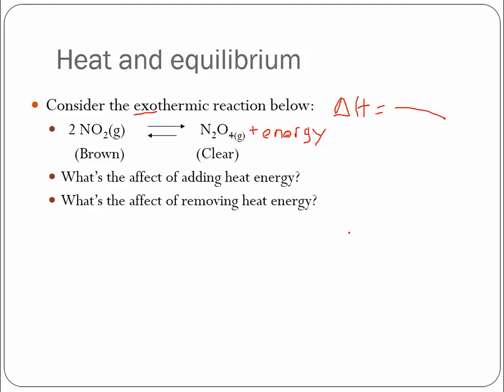What's the effect of removing heat energy? Well, heat energy is on this side. So if we remove heat energy, it's like we're taking something away that's on this side. So that would shift us to the right. That would shift us to the N2O4 side, to the more clear side. So temperature changes are going to cause a shift in one direction or another.